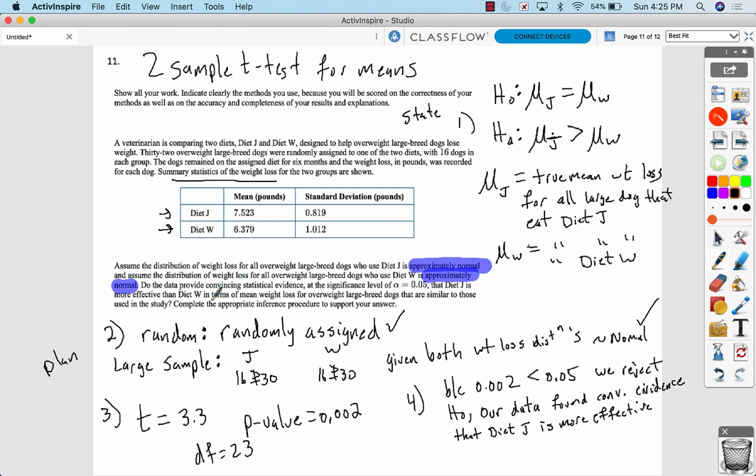Okay, I'm not going to write this whole thing out, but let me just write that. More effective in terms of mean. If you don't say this word mean, they're going to ding you. I'm just letting you know. Weight loss. Blah, blah, blah, all the way to used in study. Okay? So 4 steps. Step 1, no alternative, define the parameters. Step 2, conditions. Step 3, get the test statistic and the p-value. Step 4, make your decision based off the p-value. And then, talk about your HA in terms of evidence.